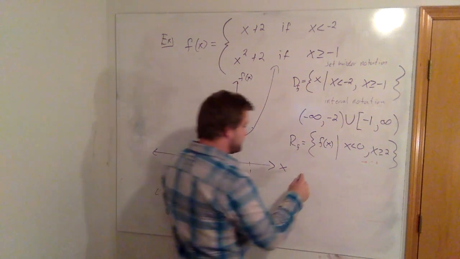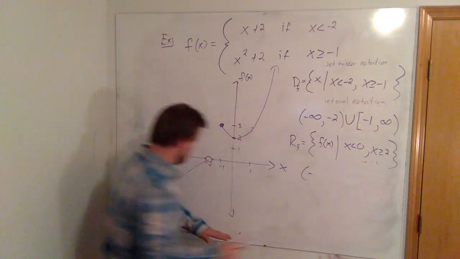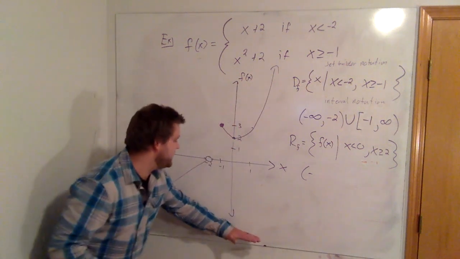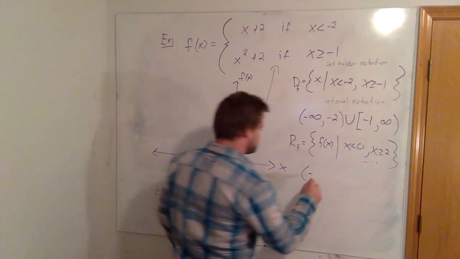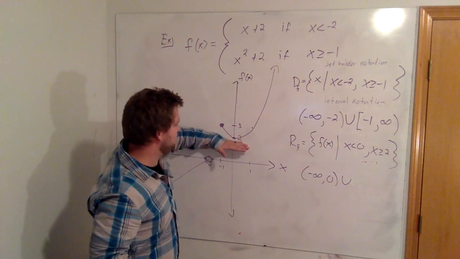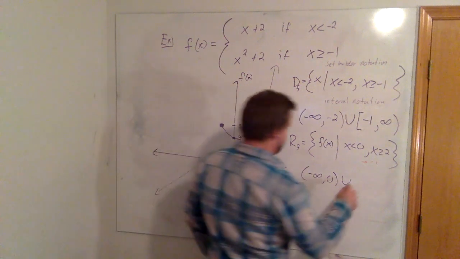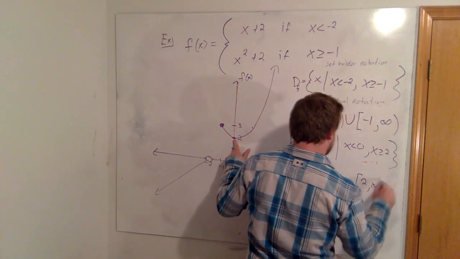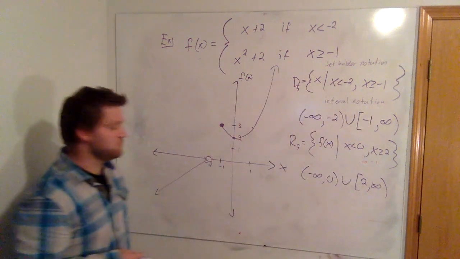I could also write this as going from negative infinity all the way up to 0, and also from 2 all the way to infinity, and it's including 2. So that's a way that we can write the domain and range of this piecewise function.